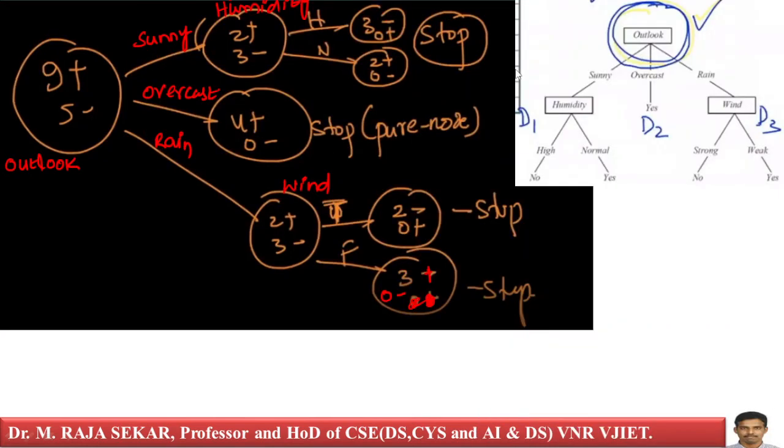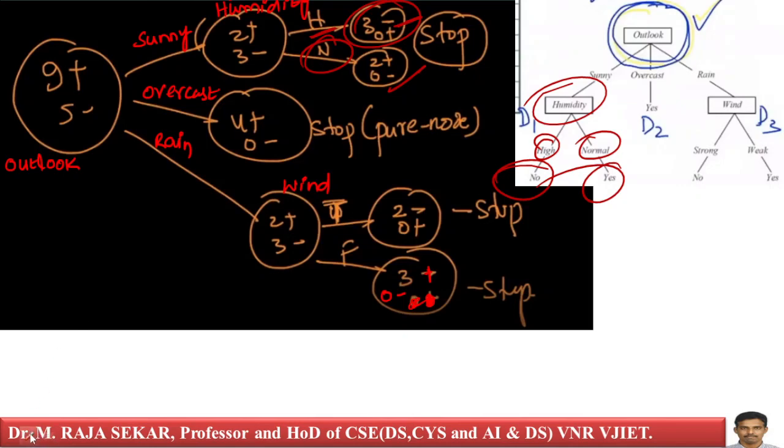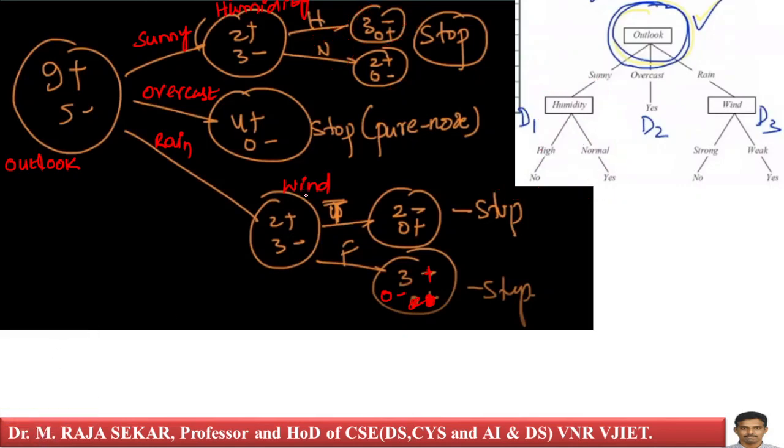Just recall what's happening here. For humidity, the possible values are only high and normal, isn't it? For high, you are getting only negative points, therefore I am saying no. And for normal I am getting only positive points, so I am saying yes.